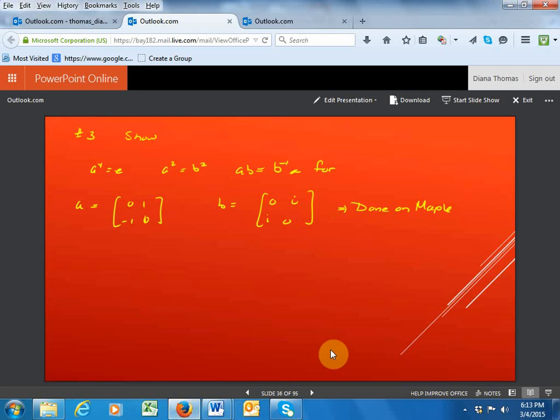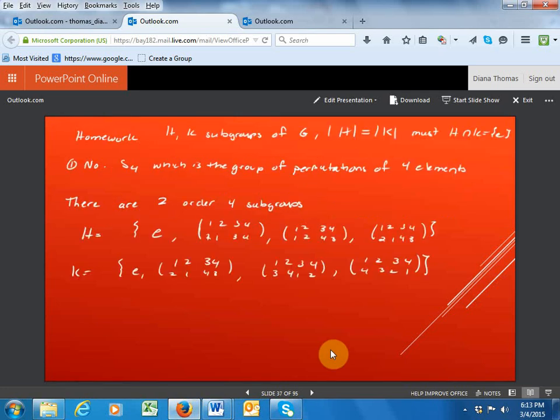Let's see. Okay. This one, I had a lot of questions on this one. I don't know if you can see it. Do I need to blow it up? Can everybody see it? A lot of questions on it.